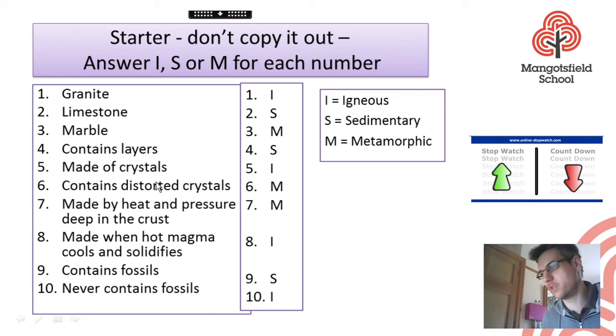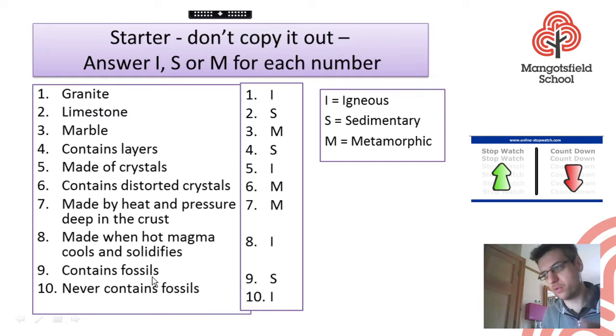Igneous rock is made of crystals. Number 6, metamorphic rock contains distorted crystals or distorted layers. And metamorphic rock can be made by heat and pressure deep in the crust. Igneous rock is made when hot magma cools down and solidifies. And sedimentary rock contains fossils.